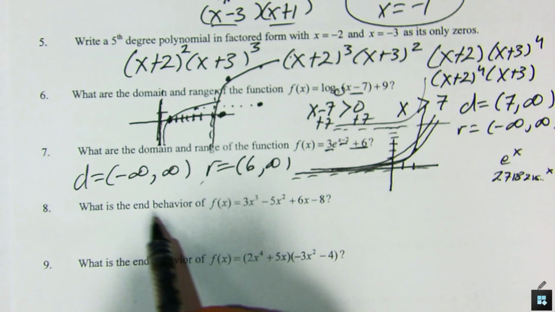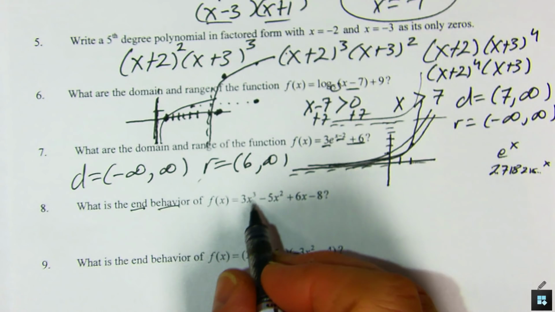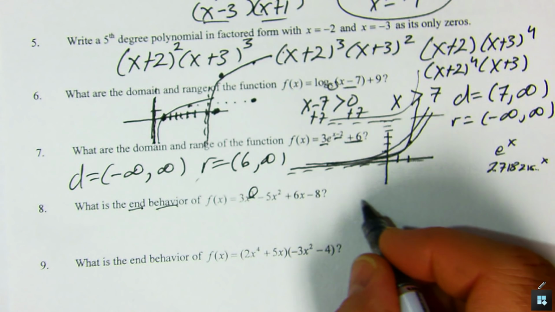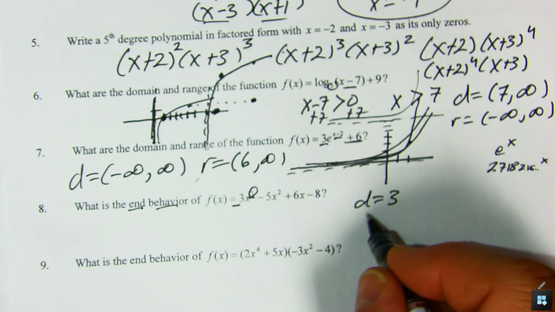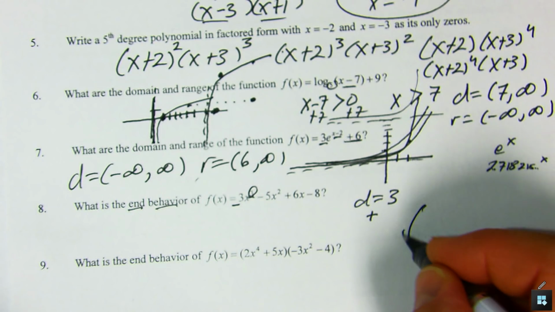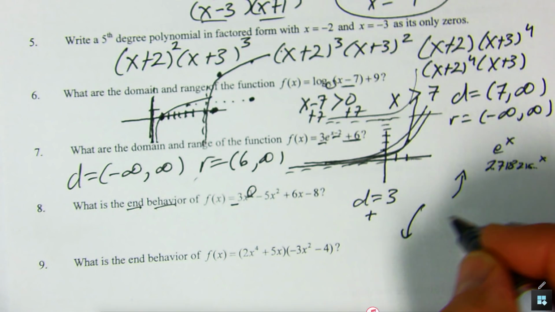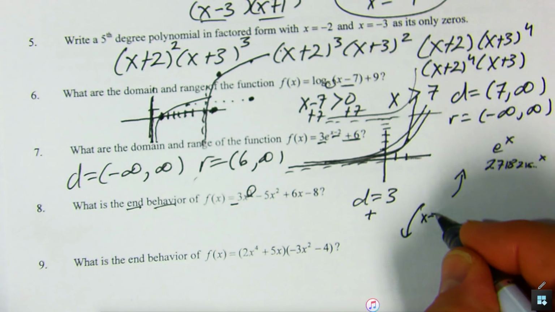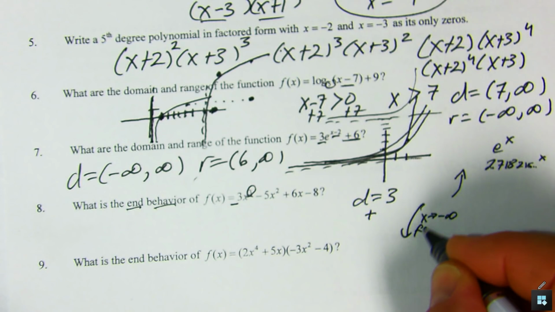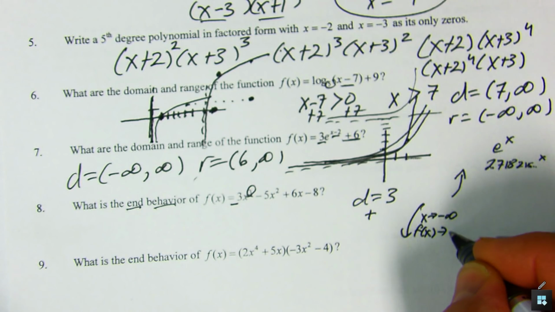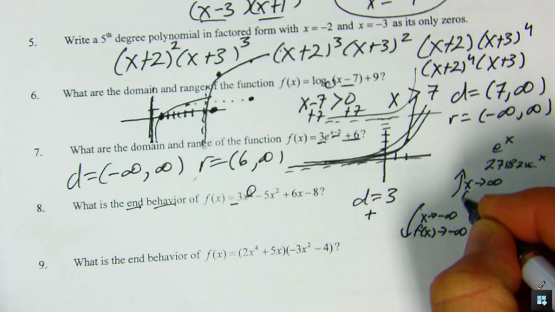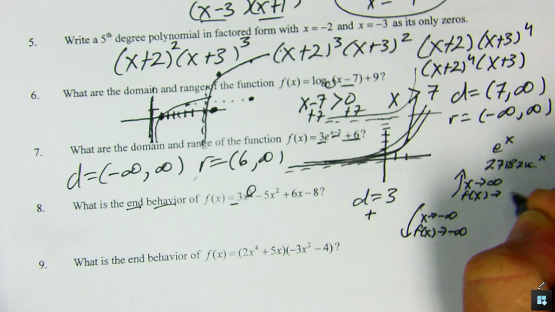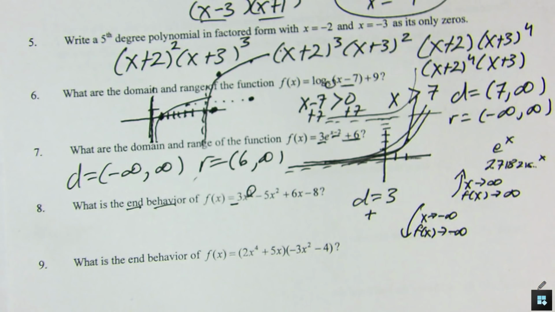Done. It says, what is the end behavior? Okay, I look at the degree. The degree is odd. And I look at the leading coefficient. It's positive, which means here's my end behavior. What does this mean? This means as x goes to negative infinity, f of x is going down to negative infinity. Over here, as x is going to infinity, you can see the graph is going up to infinity. There's my end behavior. Done.